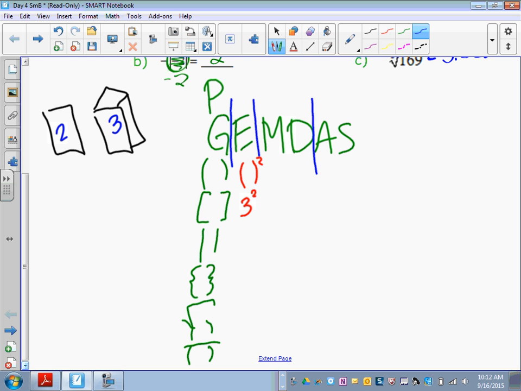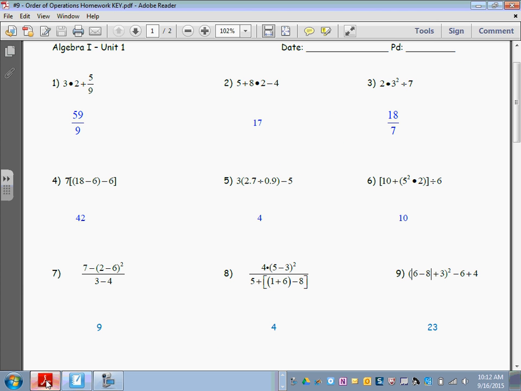Then M and D come together in a pair. What do M and D stand for? Multiplication and division. And we just go from left to right. Alright, so start on the left side, move to the right. And then finally, A and S, what comes after multiplication and division? Addition and subtraction. And again, we go from left to right. Okay, so that's what we were working on last night with their homework. Just to recap that. And if we don't have any questions on 1 through 9, we still don't have questions? Good. Okay.